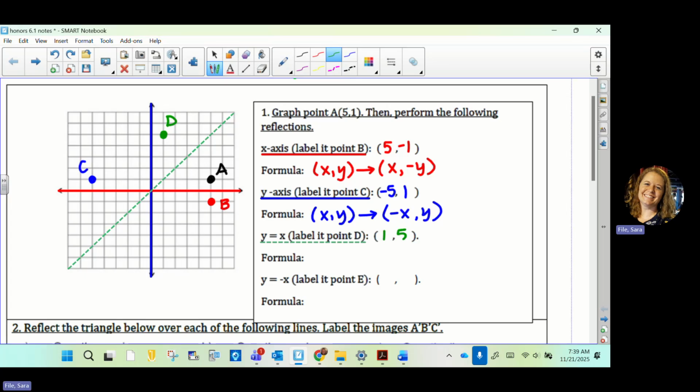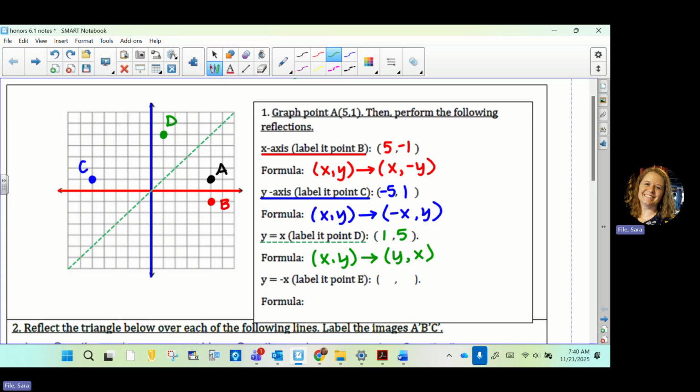So how does that compare to your original point, (5, 1)? They switched spots, your X and Y values. So the rule, the way you would write the formula or the equation for this, is you simply switch your Y and your X. Nothing changes sign, you just switch them.